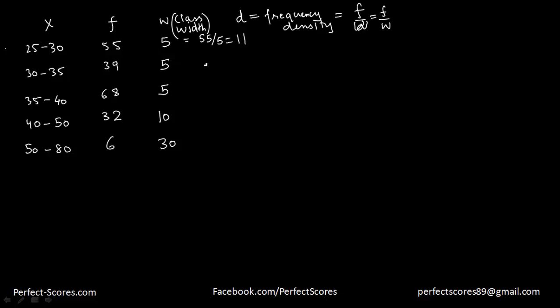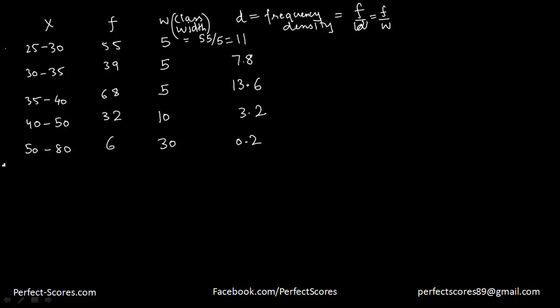Similarly, you're going to have 39 divided by 5, which is 7.8. Then I'm going to have 68 divided by 5, which is 13.6. I'm going to have 32 divided by 10, which will be 3.2. And 6 divided by 30, which is going to be 0.2.